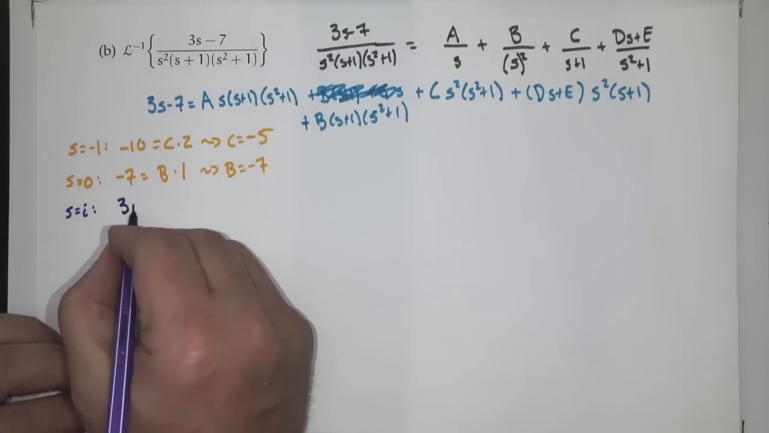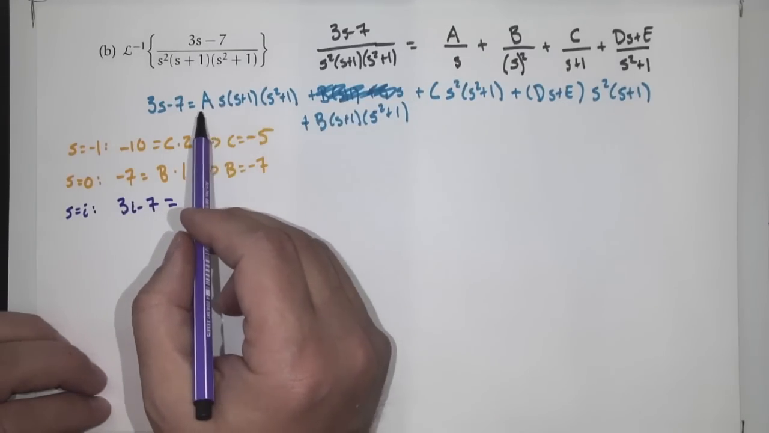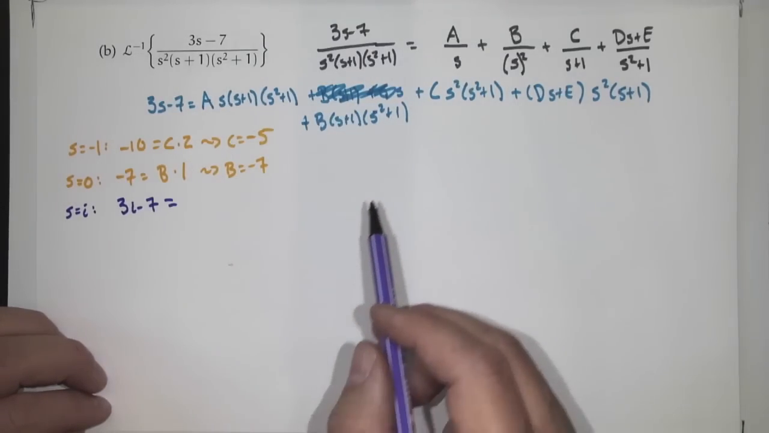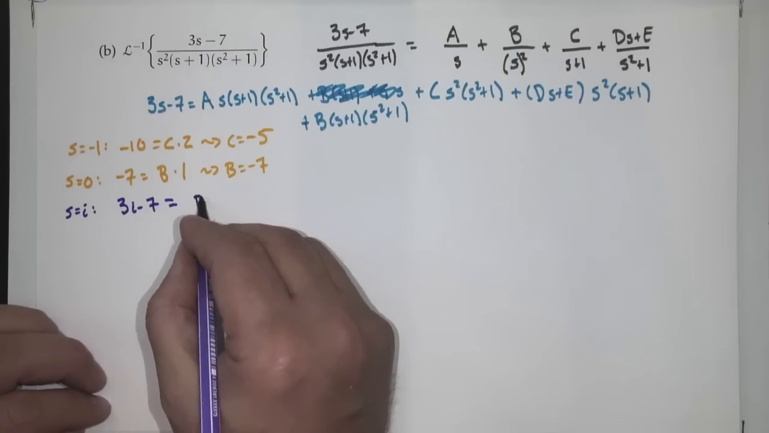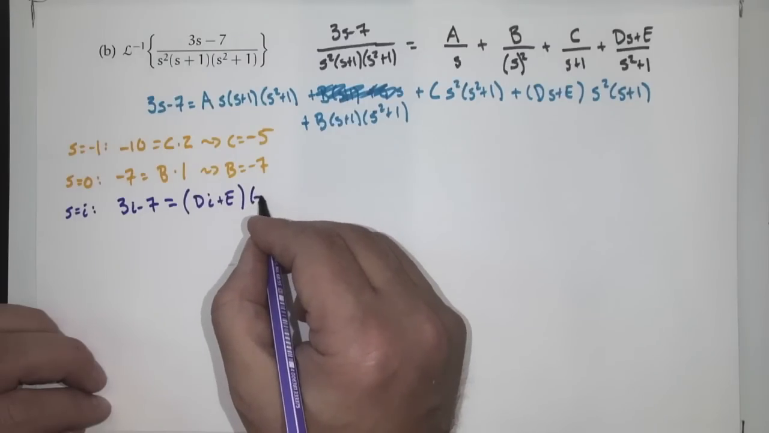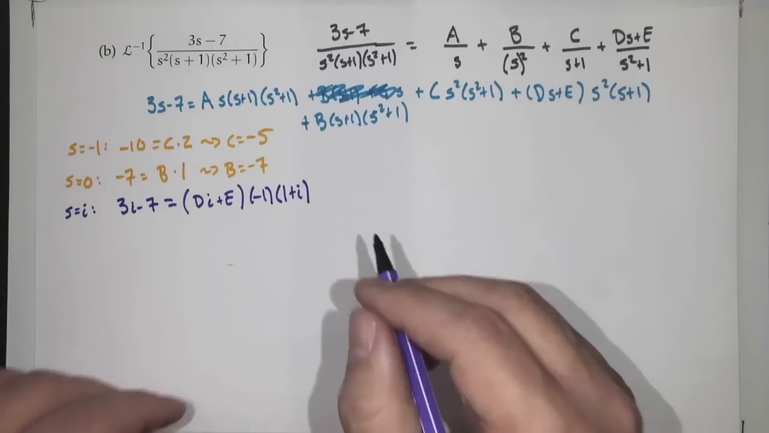We're going to get 3I minus 7. I know, hold on. In the first piece, what happens? 0. In the second piece, 0. In the third piece, 0. And then something. Okay, so that's D times I plus E times minus 1 times 1 plus I. Now, you might be a little skeptical here to feel like, I don't think we've learned a lot, Steve. But wait, there's more. Let's expand this right-hand side.